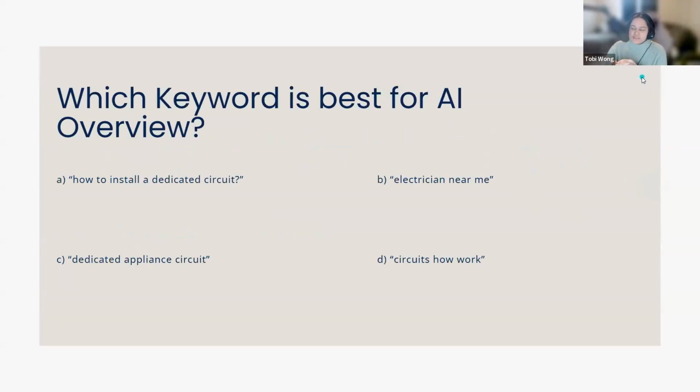Okay, and then one more. This is more of an applied question. So, which keyword is best for AI overview? Is it A, how to install a dedicated circuit? B, electrician near me? C, dedicated appliance circuit? Or D, circuits, how work?